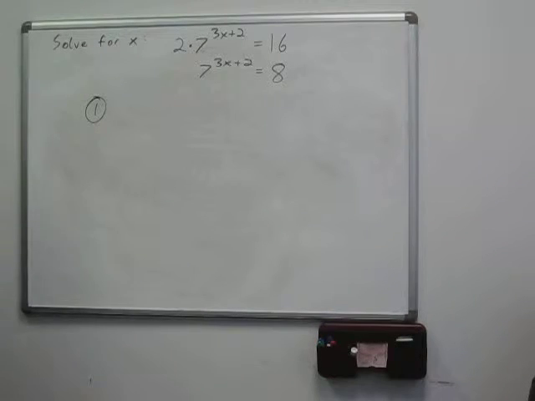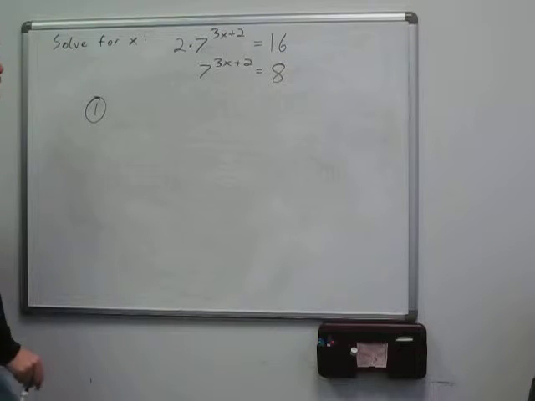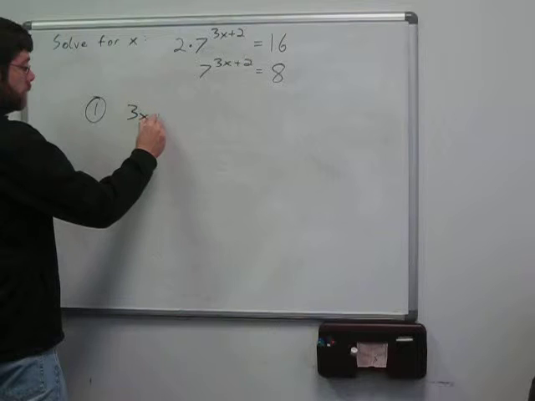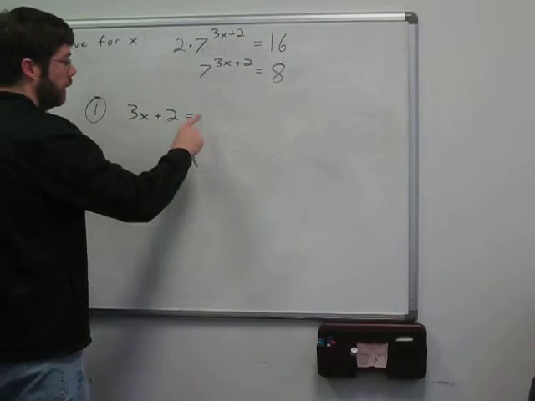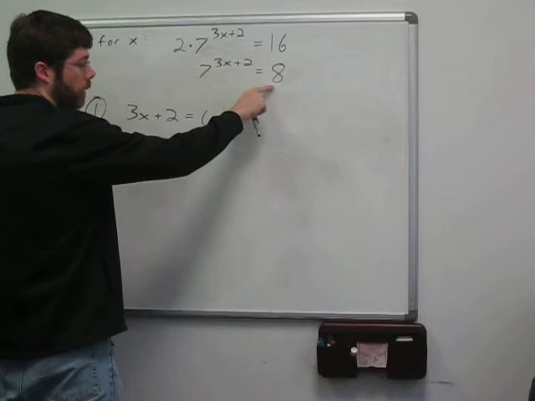One way to solve for the unknown in this exponent is to write this expression in logarithmic form. In this case, we have 3x plus 2 is the power that we raise 7 in order to get 8.